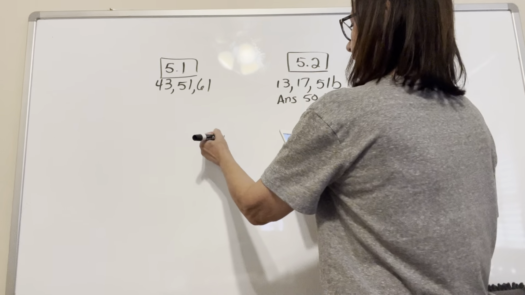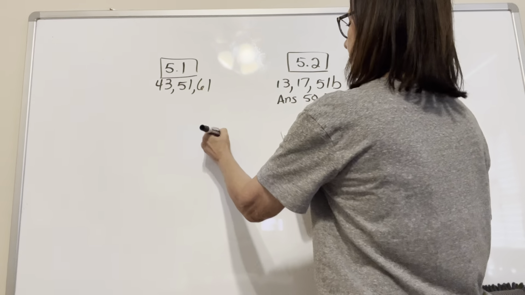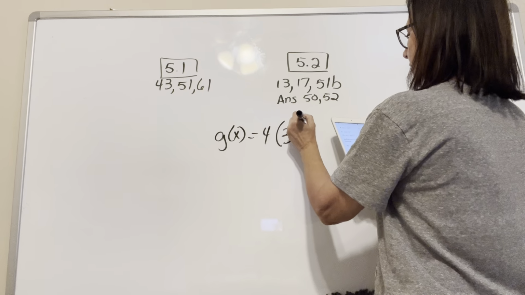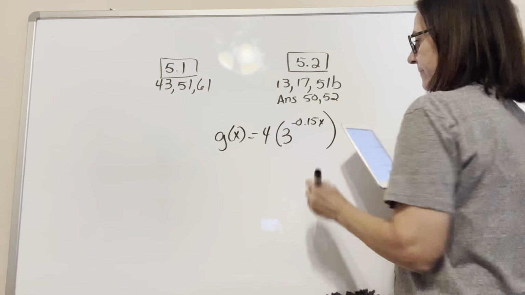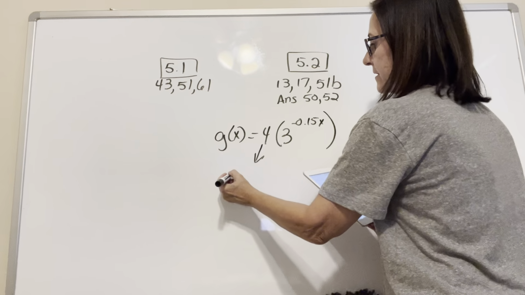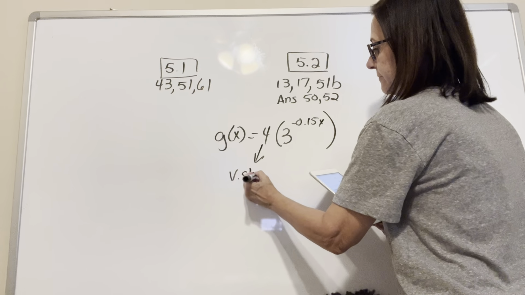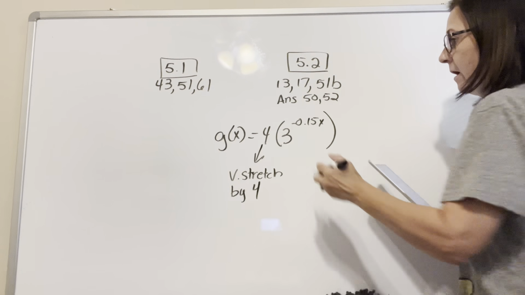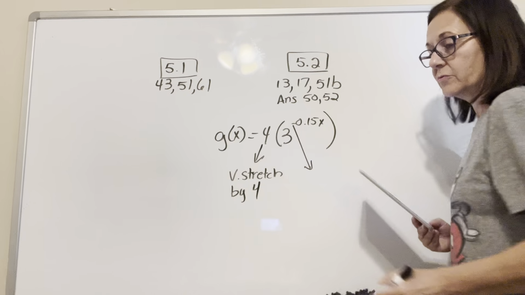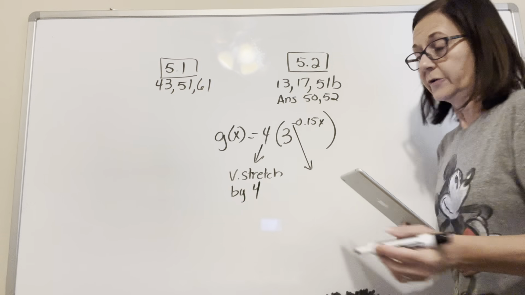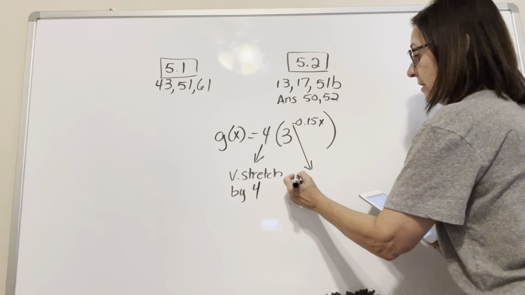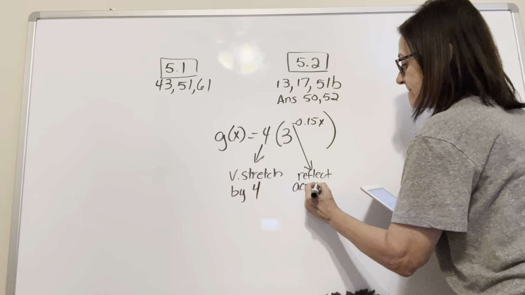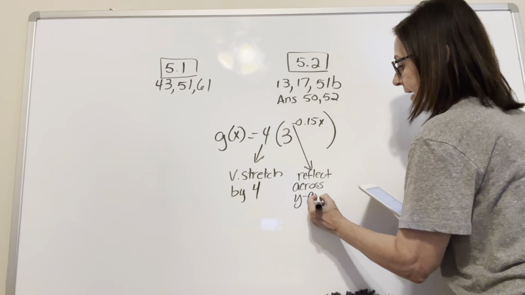All right, so it's g of x equals 4 times 3 to the negative 0.15x. This is a vertical stretch by a factor of 4. This negative has to do with the x value, so it's a horizontal reflection. So it will reflect across the y-axis.